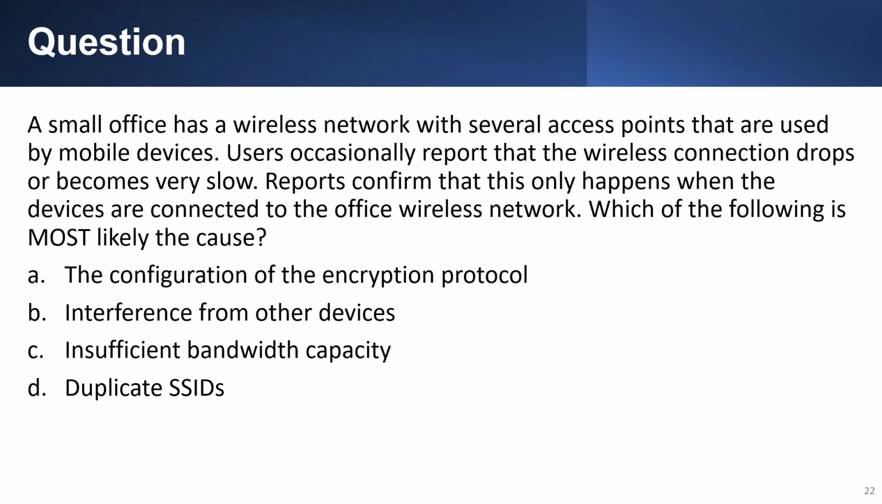Question: A small office has a wireless network with several access points that are used by mobile devices. Users occasionally report that the wireless connection drops or becomes very slow. Reports confirm that this only happens when the devices are connected to the office wireless network. Which of the following is most likely the cause? Answer: Interference from other devices.